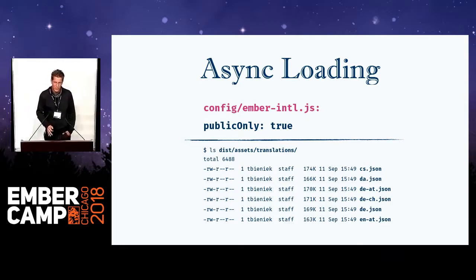If you ember install Ember Intl, it will automatically create an Ember Intl config file. In there, you can set the publicOnly property from false to true. And that basically makes Ember Intl not included into the app.js, but instead output JSON files in the dist folder. So now it looks like this. We now have 6.4 megabytes of data. Yay. But that's OK. We're only loading one of those translation files now, so about 160K maybe.